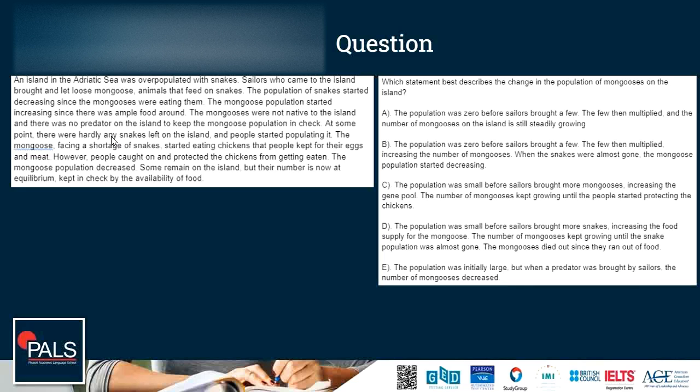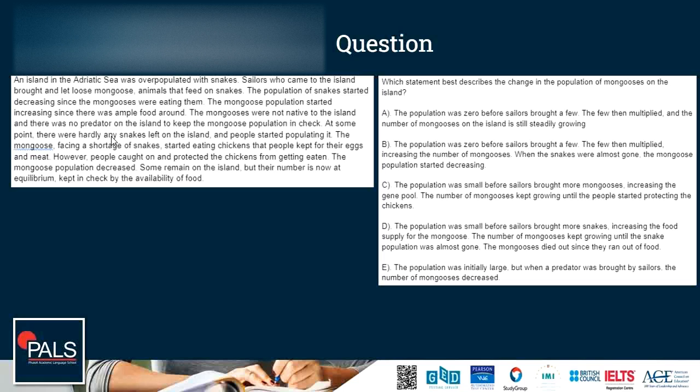D: The population was small before the sailors brought more snakes, increasing the food supply for the mongooses. The number of mongooses kept growing until the snake population was almost gone. The mongooses died out since they ran out of food. Or E: The population was initially large, but when a predator was brought by sailors, the number of mongooses decreased. Okay, so again we can exclude a few answers here based on the first statement of the possible answers.